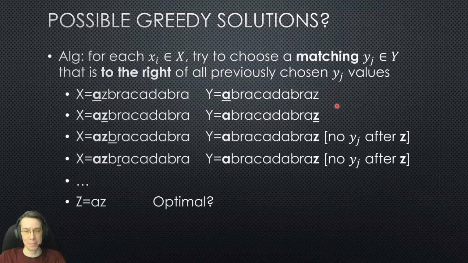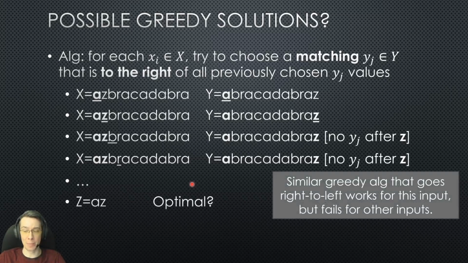Okay. So is there a greedy algorithm that'll solve for this case? Well, we could actually take the greedy algorithm that checked all of the letters of X moving from left to right, and we could flip it so it checks them from right to left, and that greedy algorithm will actually find the optimal solution for this example input. However, it's not hard to modify this example input so that algorithm fails. And indeed, I'm not aware of any greedy algorithm for this problem, and I would be very surprised if there were a greedy algorithm for this problem.